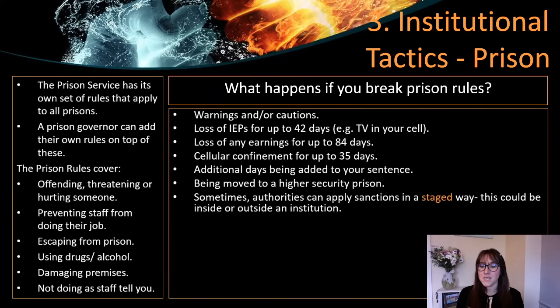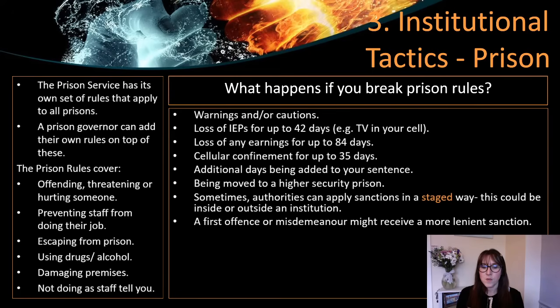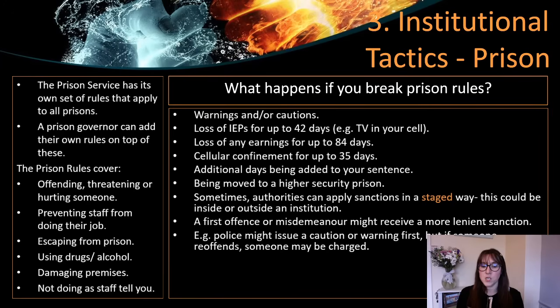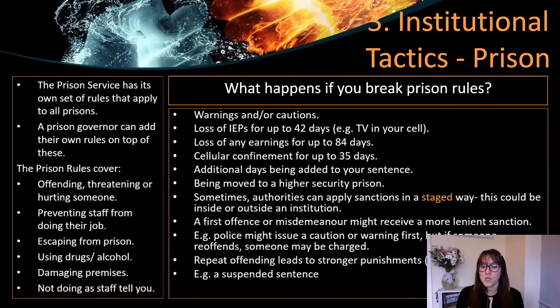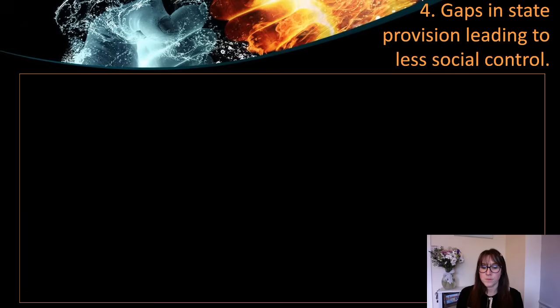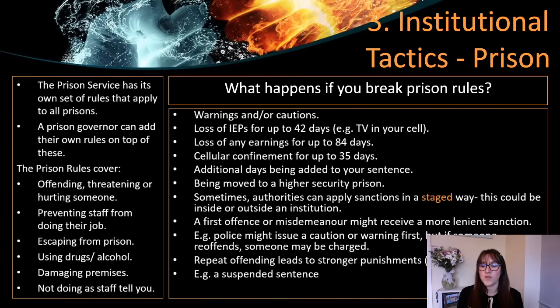Sometimes authorities can apply sanctions in a staged way. This could be inside or outside an institution. A first offence or misdemeanour might receive a more lenient sanction. So, for example, police might issue a caution or warning first, but if someone reoffends, someone may be charged. So this is the idea again of how they could use it in society, not necessarily when you're actually in prison. So maybe certain things like probation as well. Repeat offending leads to a stronger punishment, so it's phased, such as a suspended sentence. So staged and phased are important words there, hence why they're in orange.